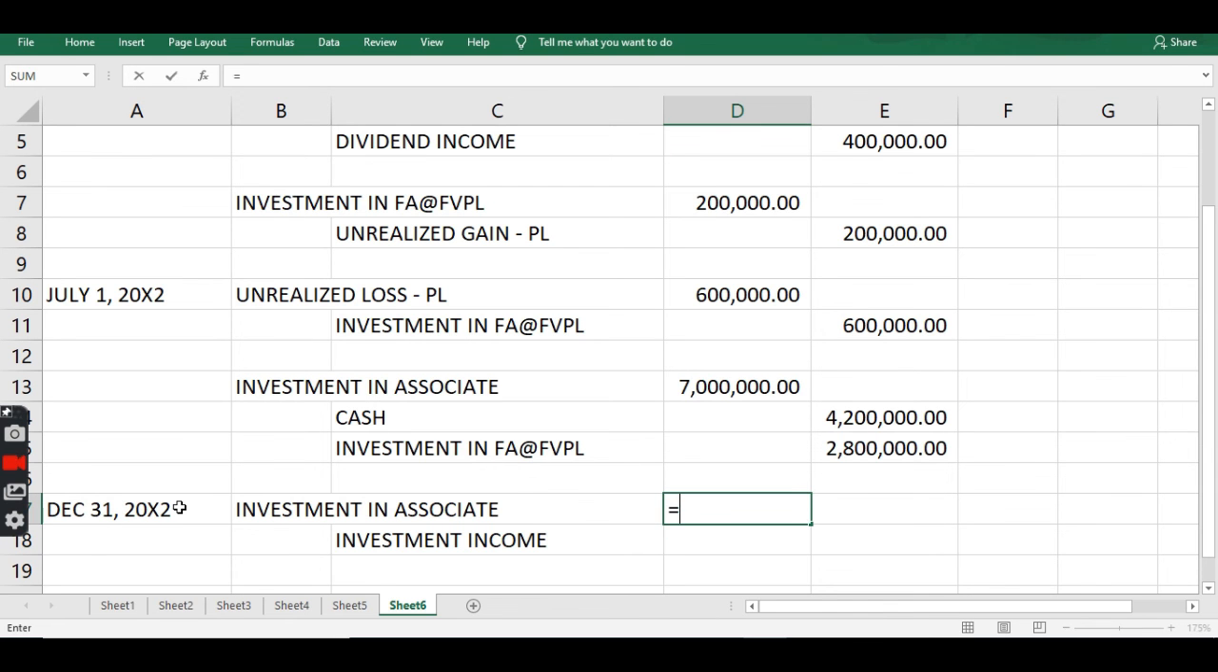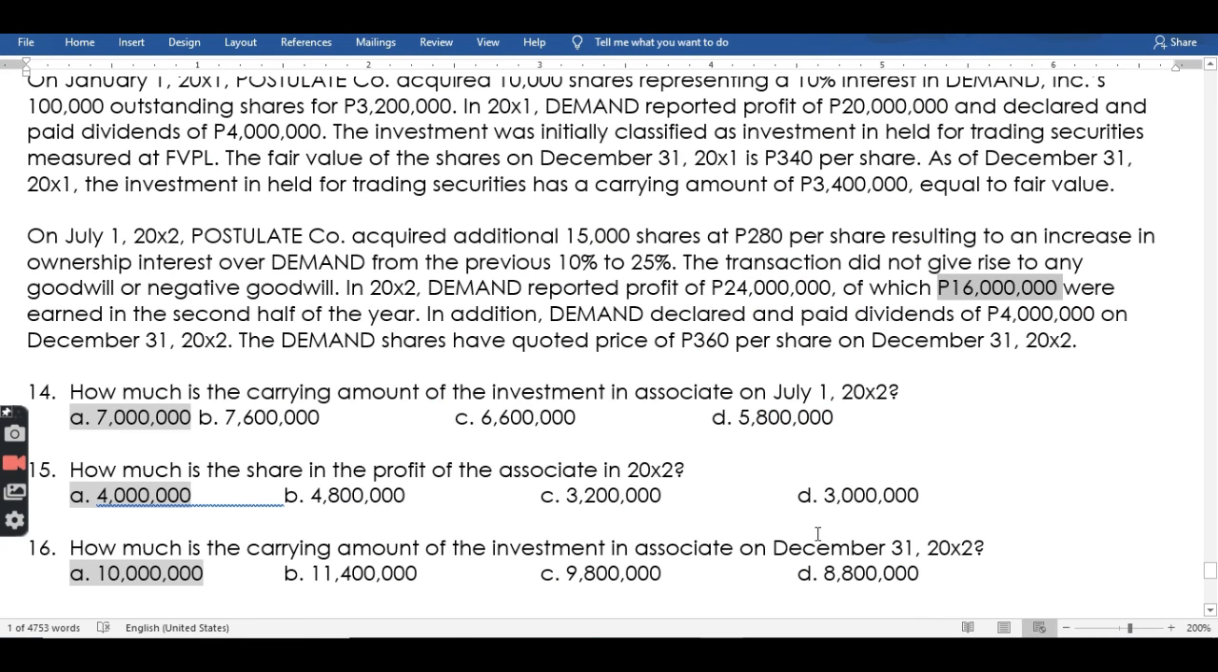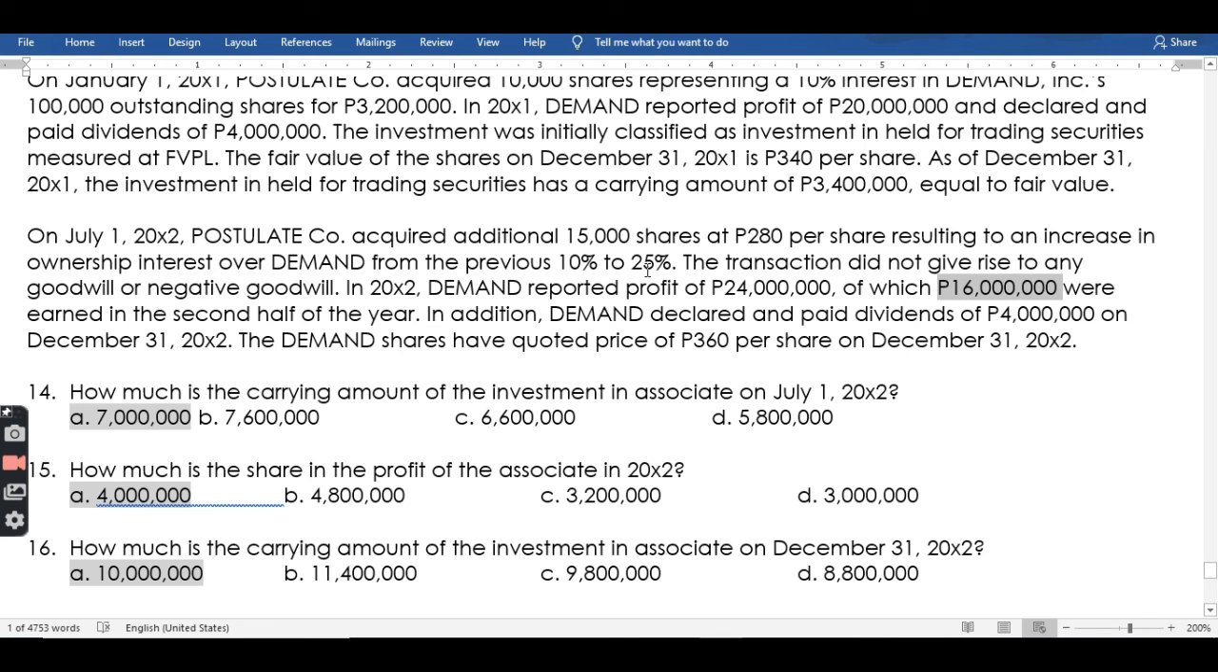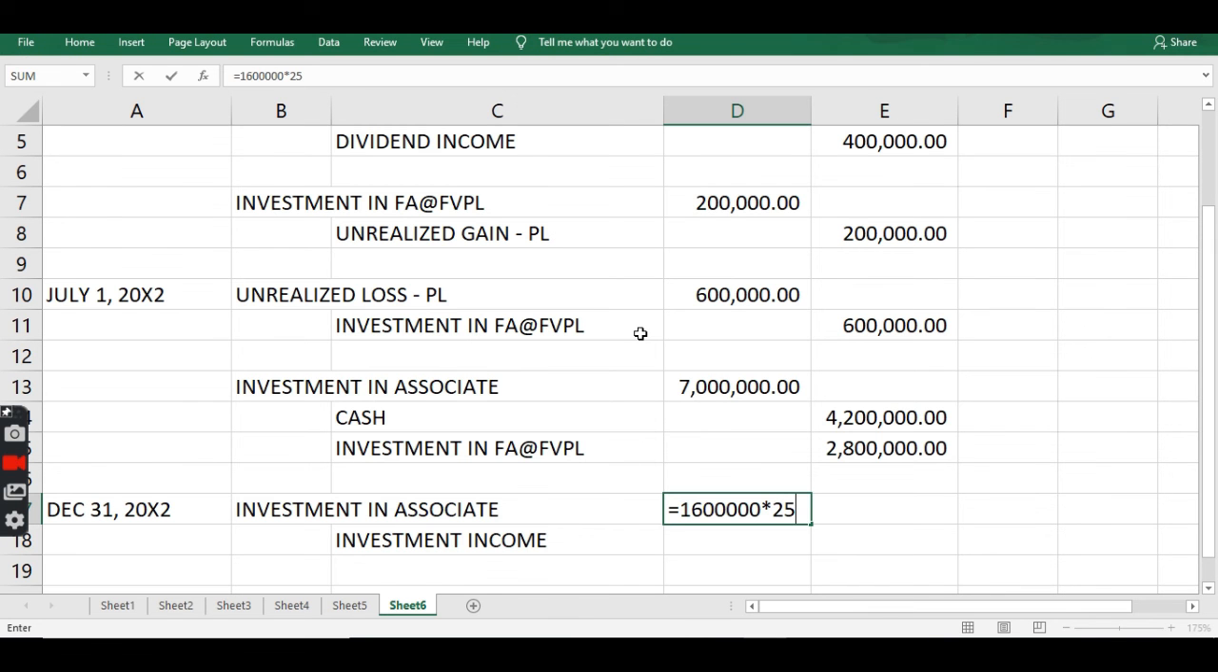Basta yun yun. So, ang gagawin mo ngayon dyan, kunin mo lang yung sa 16 million lang, kasi yun lang yung may right tayo. 16 million times, ang tanong, ilan na yung percentage. Magiging 25% na yung ownership mo. So, 25% tayo dito. Oops, kulang. 4 million tayo ngayon dyan, yun yung investment income natin.